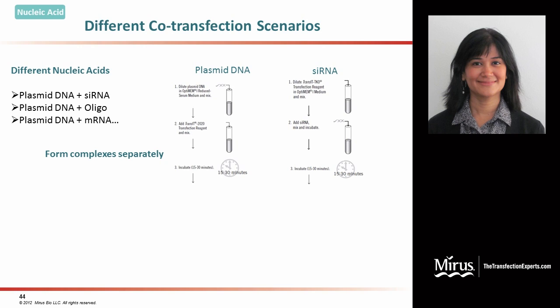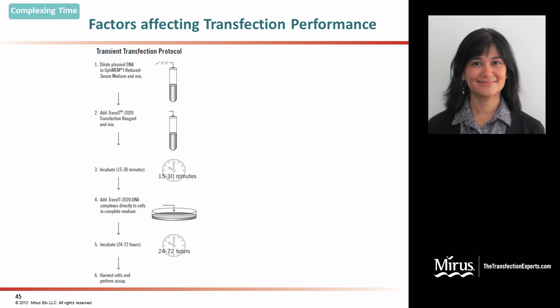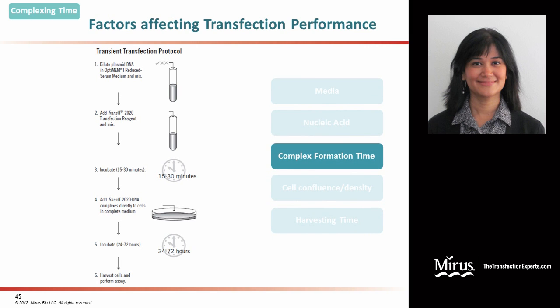You should ideally form the complexes with each respective nucleic acid separately, again to avoid preferential complexation of one nucleic acid over the other. You can form these complexes separately and then simply mix the complexes before adding to the cells. The amount of time that you let the complex form is also very critical in the transfection workflow and can be optimized in some cases.